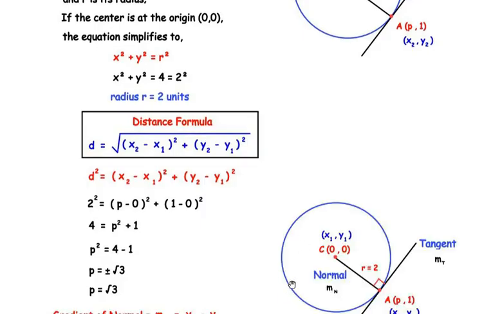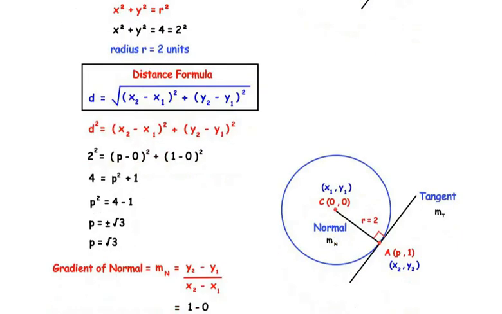Next, let us focus on the figure we have drawn over here. Now remember that the radius is always perpendicular to the tangent at the point of intersection. So here the radius is touching the tangent at point A. So the radius is going to be perpendicular to the tangent, and a line which is perpendicular to the tangent is called a normal. So let us try to find out the gradient of the normal, because this is going to help us to find out the gradient of the tangent.